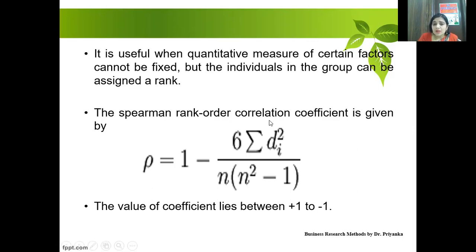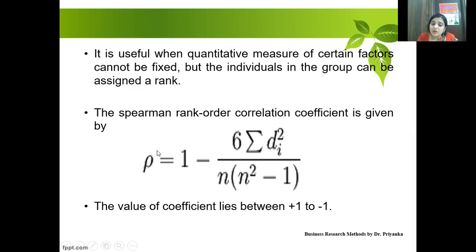Spearman rank order correlation coefficient is given by this formula. This is Spearman's rho, which is equal to 1 minus 6 times the summation of d squared, which is the difference between two ranks, divided by n times n squared minus 1. We'll be discussing it with the help of an example as well, so as to know the formula in a better way. N is the number of observations here. There are basically two things, n and d. D is the difference between two rankings, and n is the number of observations. We'll discuss it with the help of an example.